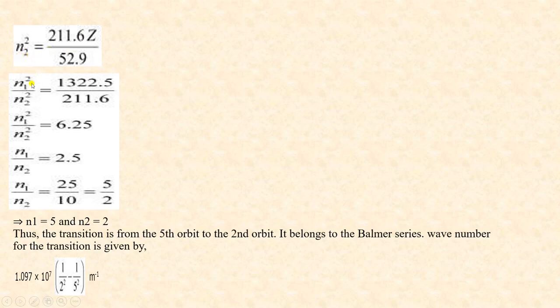Now divide n1 square by n2 square and the ratio comes equal to 2.5. To remove the decimal point we can write it as 25 divided by 10, which is equal to 5 by 2. So here the value of n1 is 5 and n2 is 2. Now the transition from the fifth orbit to the second orbit belongs to the Balmer series. And the wave number will be 1.097 into 10 to the power 7 into (1 by 2 square minus 1 by 5 square) meter inverse.